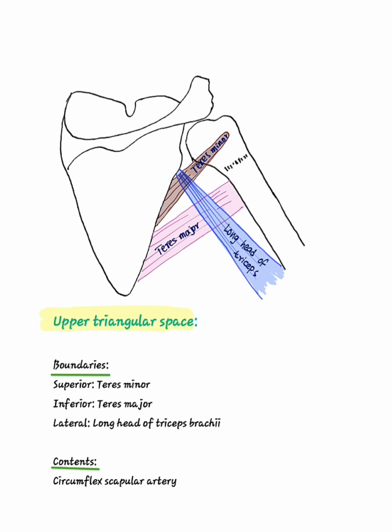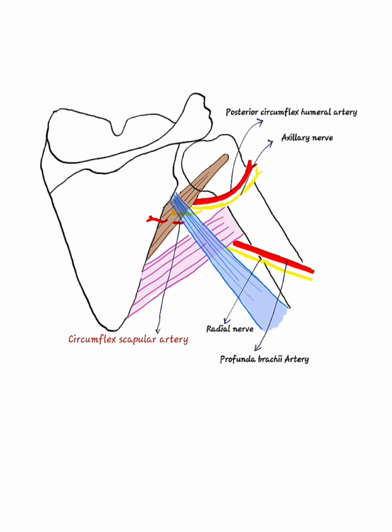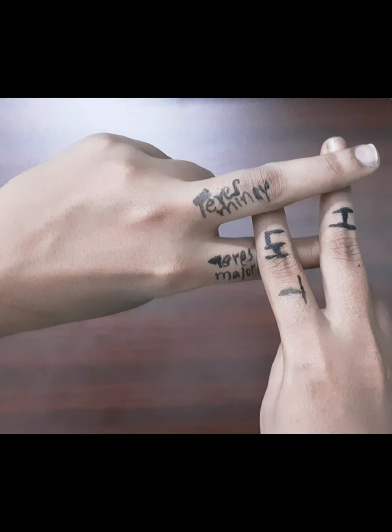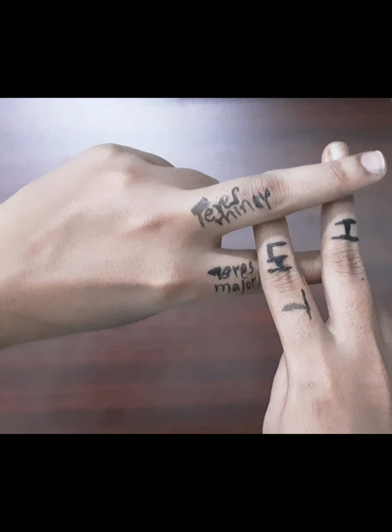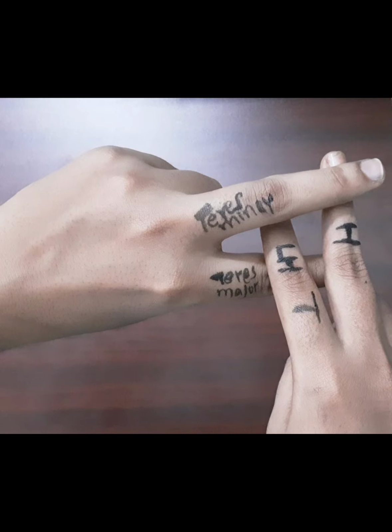Upper triangular space boundaries. This is the upper triangular space. Superiorly teres minor, inferiorly teres major, laterally long head of triceps. Content of upper triangular space: circumflex scapular artery. Circumflex scapular artery is a branch of subscapular artery which arises from third part of axillary artery.